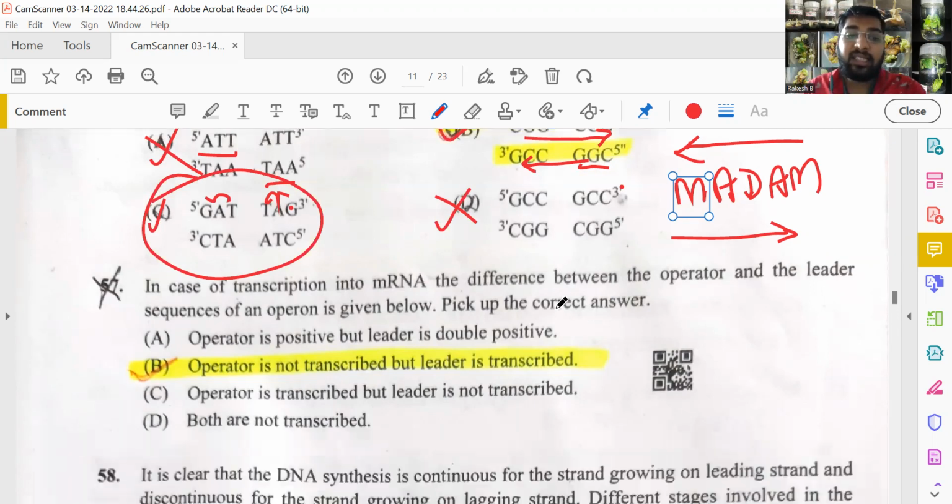So in the next case, in the case of transcription of mRNA, what is the difference between an operator sequence and a leader sequence? They have asked. The difference is that the operator sequences are not transcribed, but the leader sequences are transcribed. That is the only difference between the operator and the leader sequences.